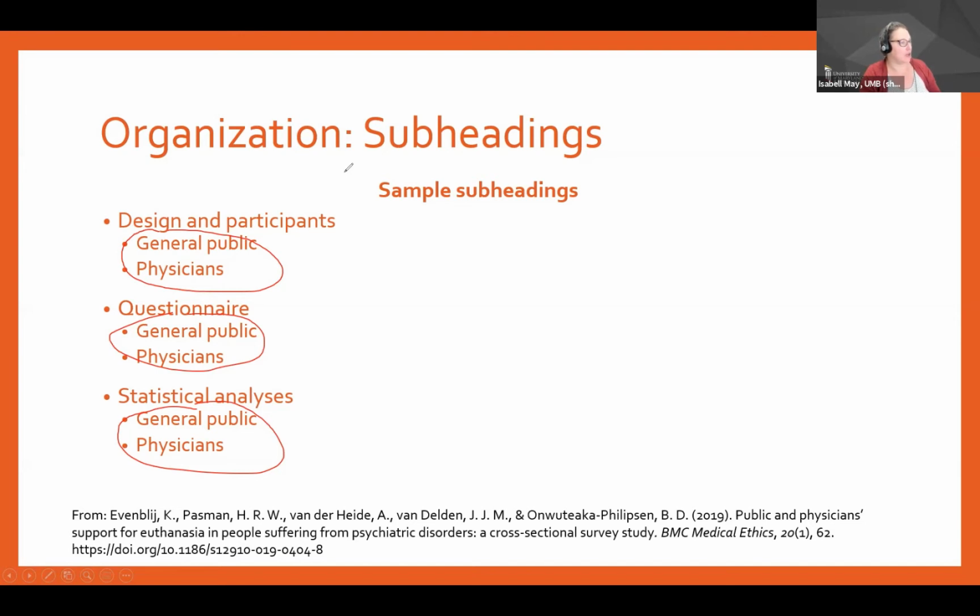That's the nature of the study. So that's one way you could also organize your method section: if you have different populations, you can use the populations to help organize your section to make it clearer to your reader.